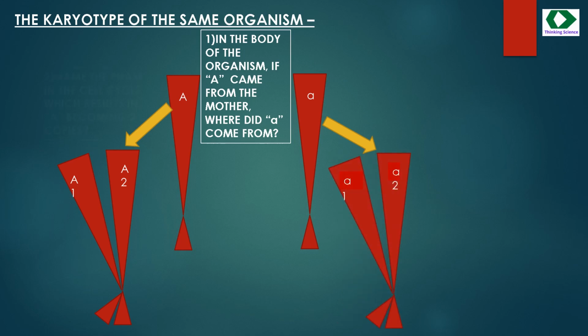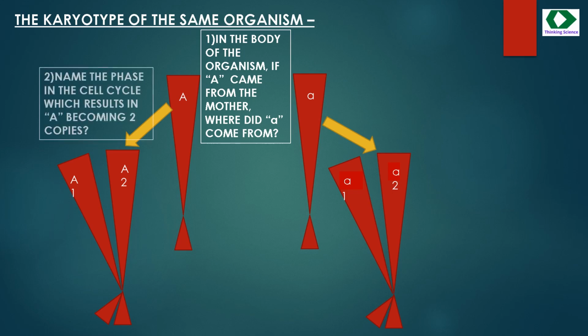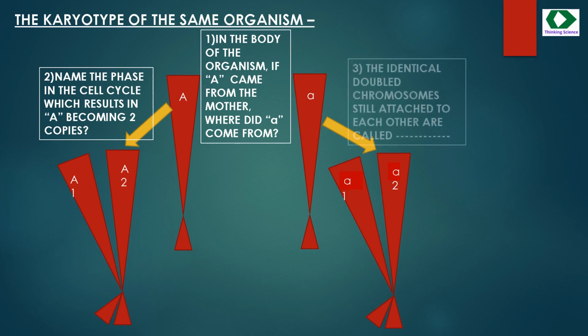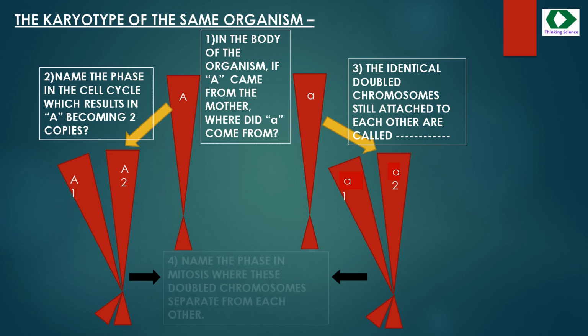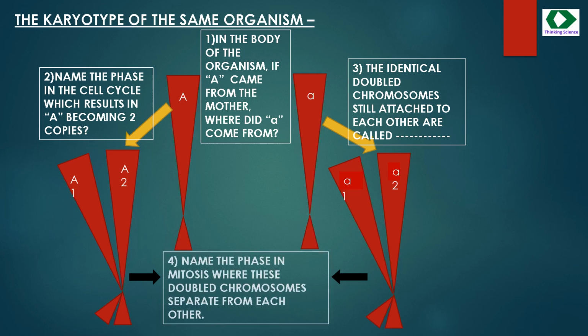At one particular stage in the cell cycle, this capital A and small a, which are homologous pairs of chromosomes, replicate. Which is the phase in the cell cycle when it replicates, or when it becomes two copies? That is the S phase. Now, what do you call this identical doubled chromosome which are attached to each other? They are called sister chromatids because they are formed from a single chromosome.